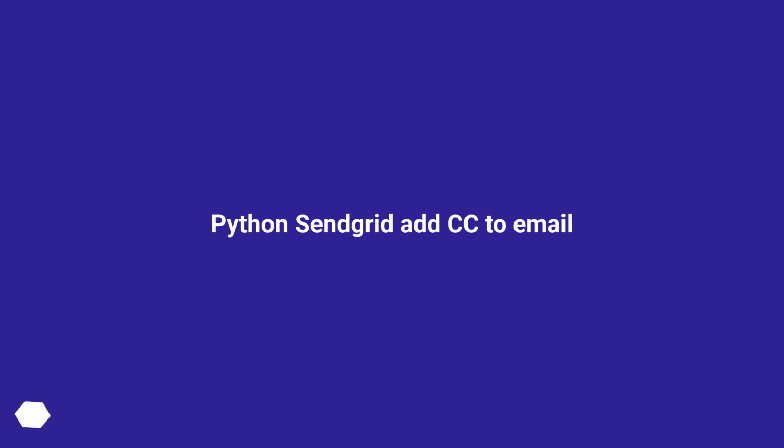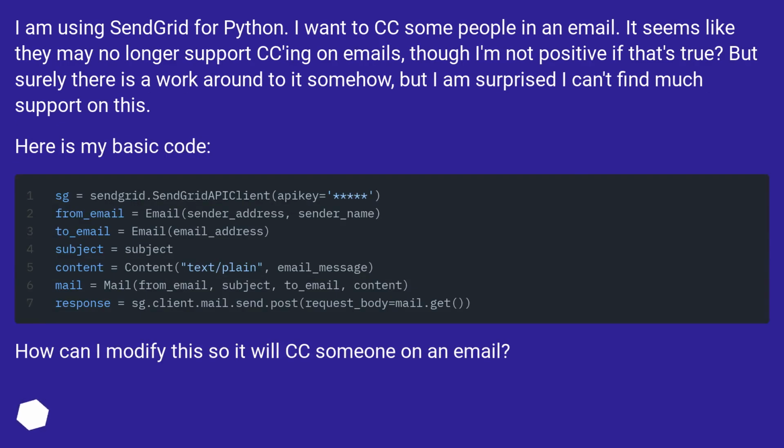Python SendGrid add CC to email. I am using SendGrid for Python. I want to CC some people in an email.